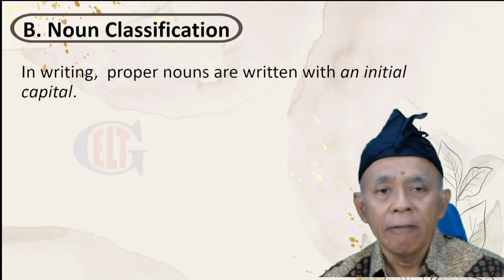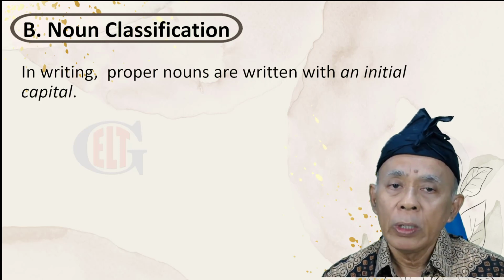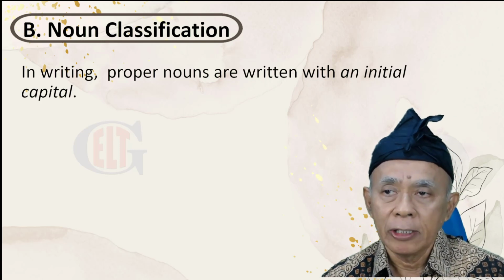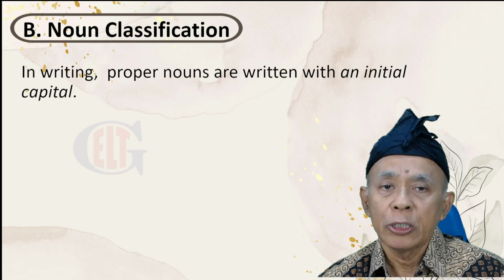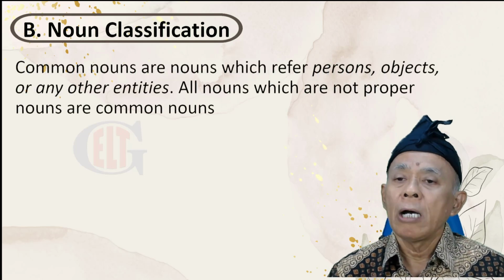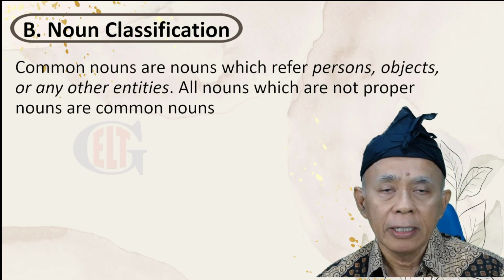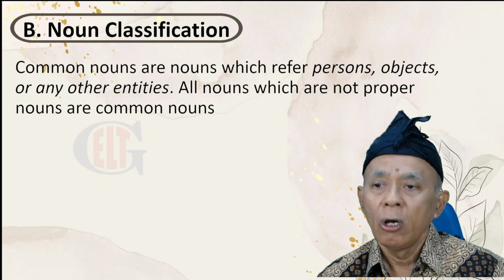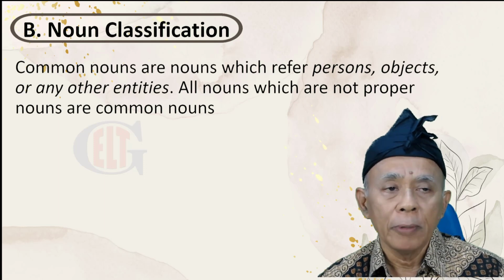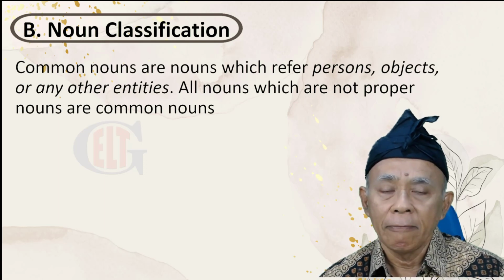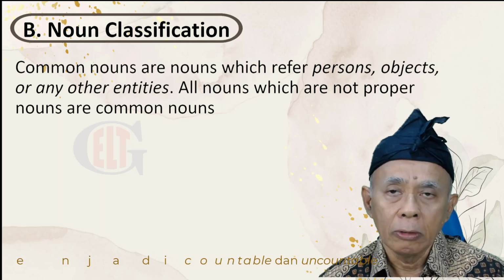We can identify a proper noun easily because a proper noun is always written with a capital letter. If the noun consists of two words, then each of the words starts with a capital letter. Common nouns are nouns which refer to persons, objects, or any other entities. All nouns which are not proper nouns are common nouns. So if we have a noun which is not written with a capital letter, then that's a common noun.